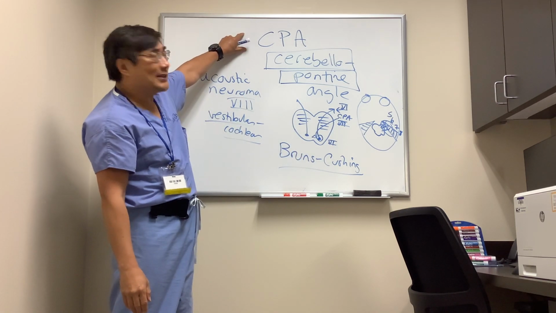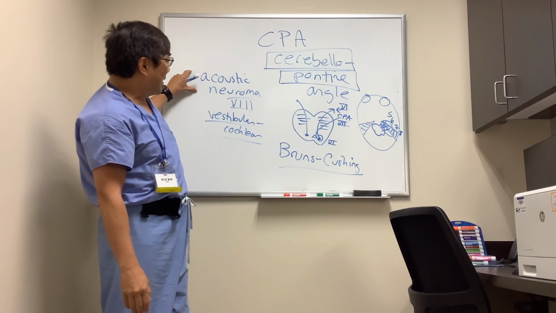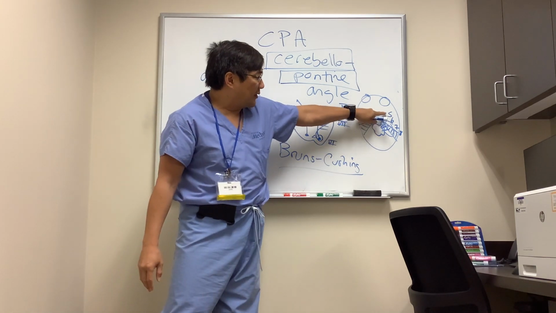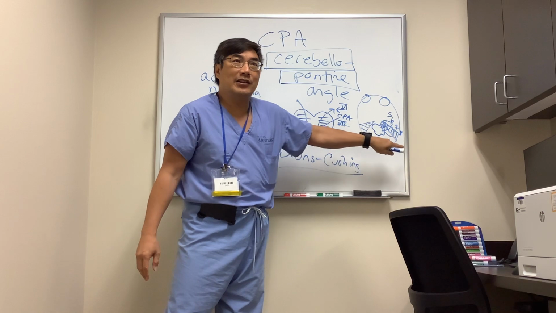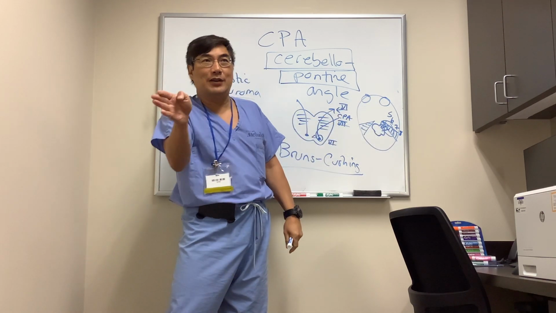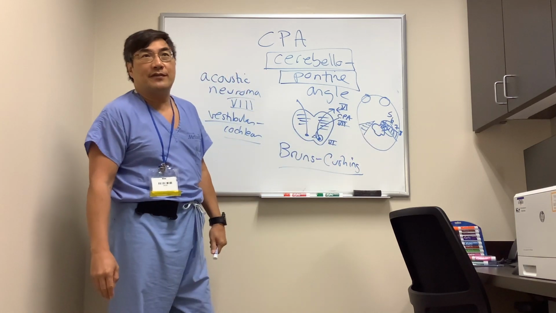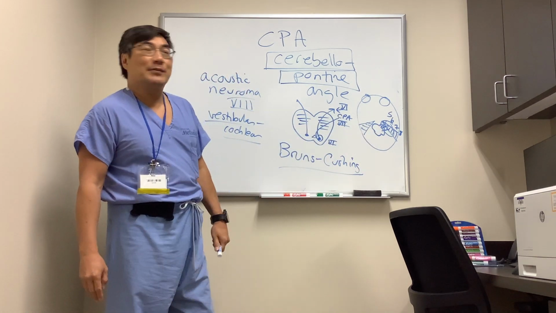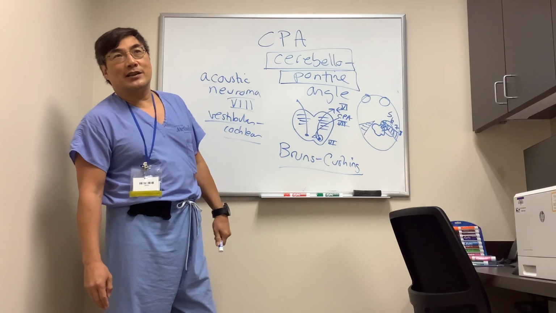So for cerebellopontine angle tumors like acoustic neuroma, we're going to be worried about dysfunction of 5, 6, 7, and 8, hearing loss, facial paralysis, diplopia from 6th nerve palsy, esotropia, abduction deficit, facial numbness or pain for 5, and the Bruns-Cushing nystagmus, and the most common cause structurally acoustic neuroma.